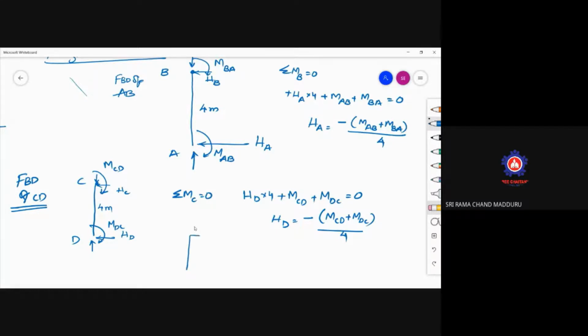In this, draw the free body diagram for the entire frame. This is HA, this is HD, and on the beam there is no horizontal force. I am writing only the horizontal forces. There is only vertical force acting on the beam, which is not considered as a horizontal force. You can take sigma Fx is equal to 0. There is no other force acting on the portal frame. So HA plus HD is equal to 0. So this is considered as your equation number 7, this is equation number 8, this is equation number 9.